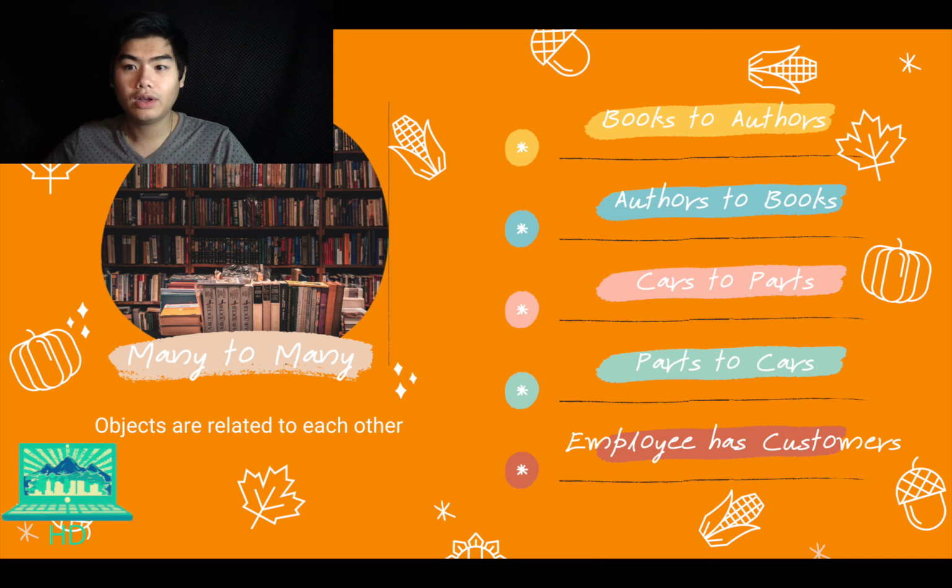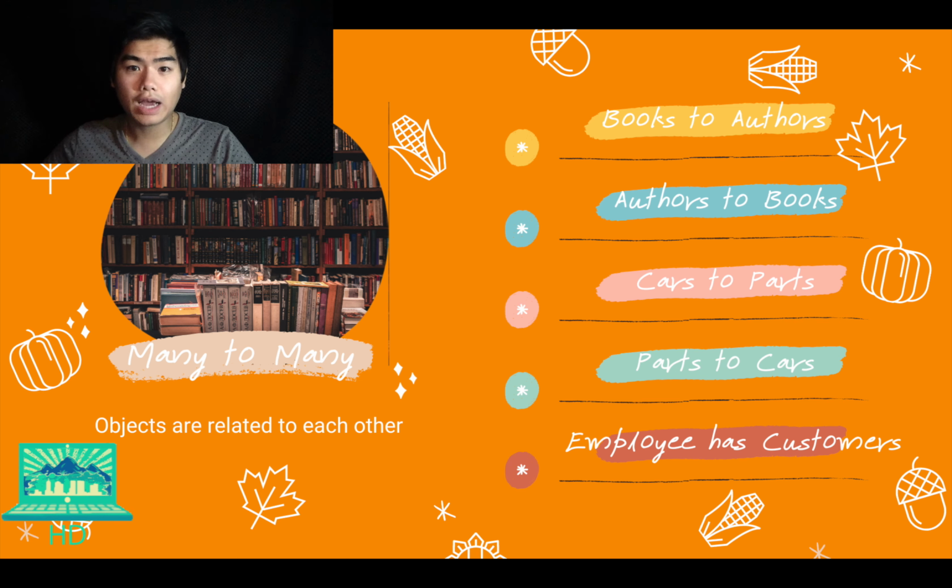You can have Dr. Seuss with the book of Green Eggs and Ham, Cat in the Hat, and maybe a co-author of Dr. Seuss, I guess, of the Cat in the Hat and Green Eggs and Ham. So you can have a many-to-many relationship there. The next example would make a lot more sense. You have cars to parts and then parts to cars. And this is a many-to-many relationship because you can have many cars have many parts, right?